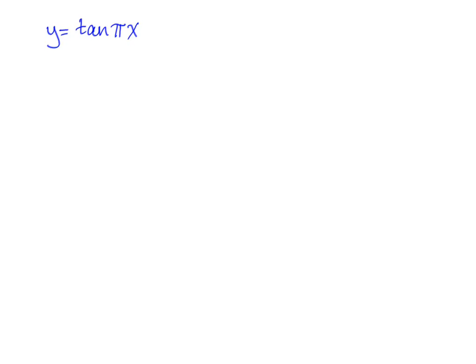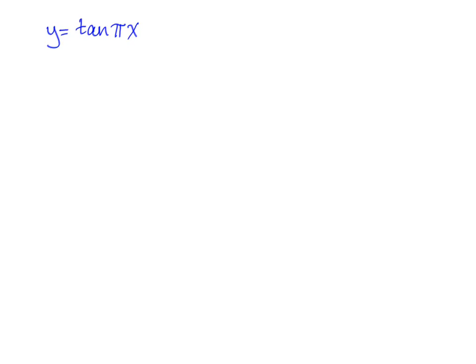So we need to figure out not just what one period is, but also two consecutive vertical asymptotes, so we can fit one entire cycle in between two vertical lines that we're not allowed to cross. So it's really important that we set up an inequality.